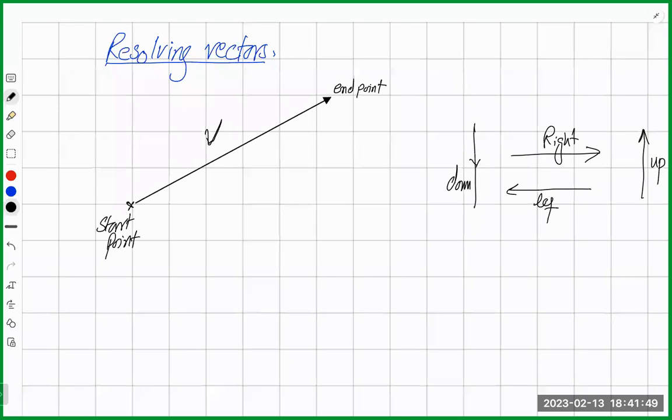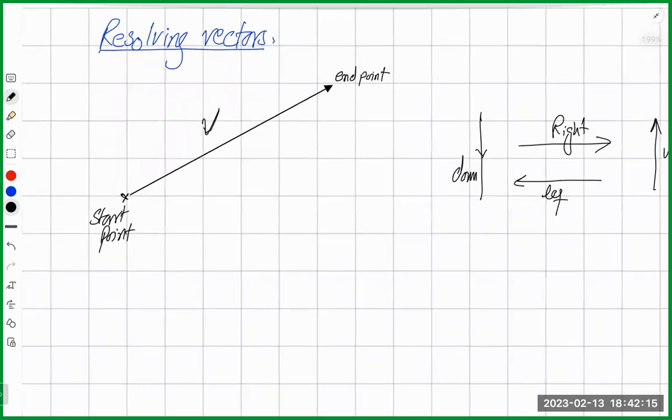If I say that it starts from the tail and ends at the head, what do you think? Is the vector generally pointing towards right or left? Or is it pointing up and down? If you have to select any two directions out of these four, up, right, left, down, what will be the two directions that will define this vector? Up and right. Good, up and right.